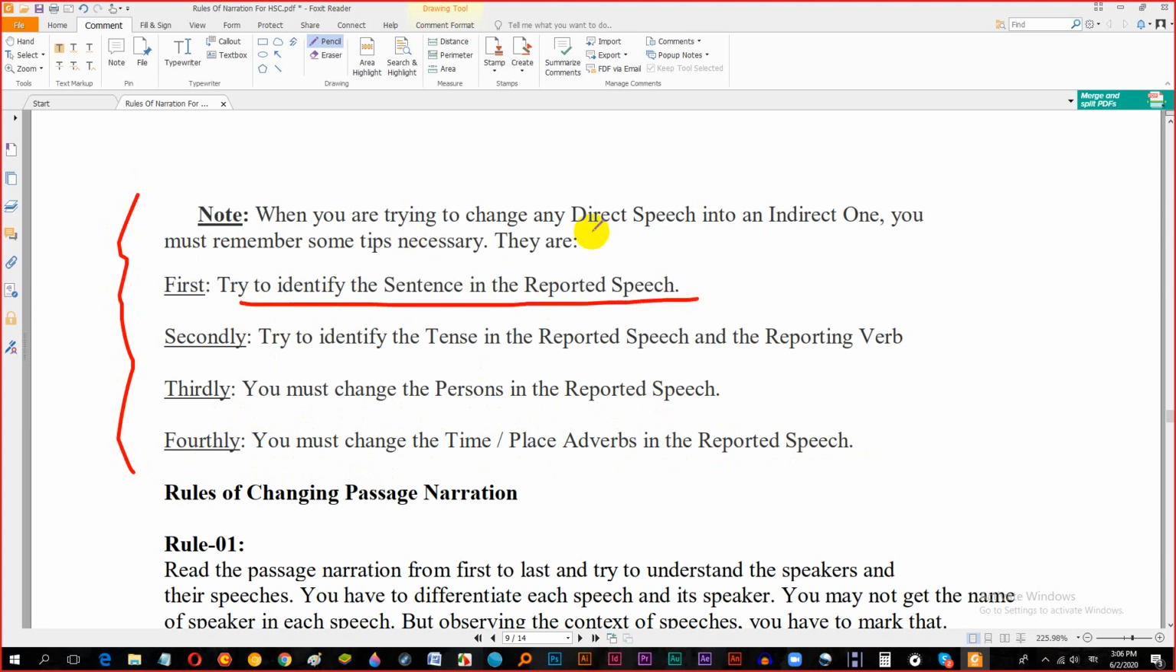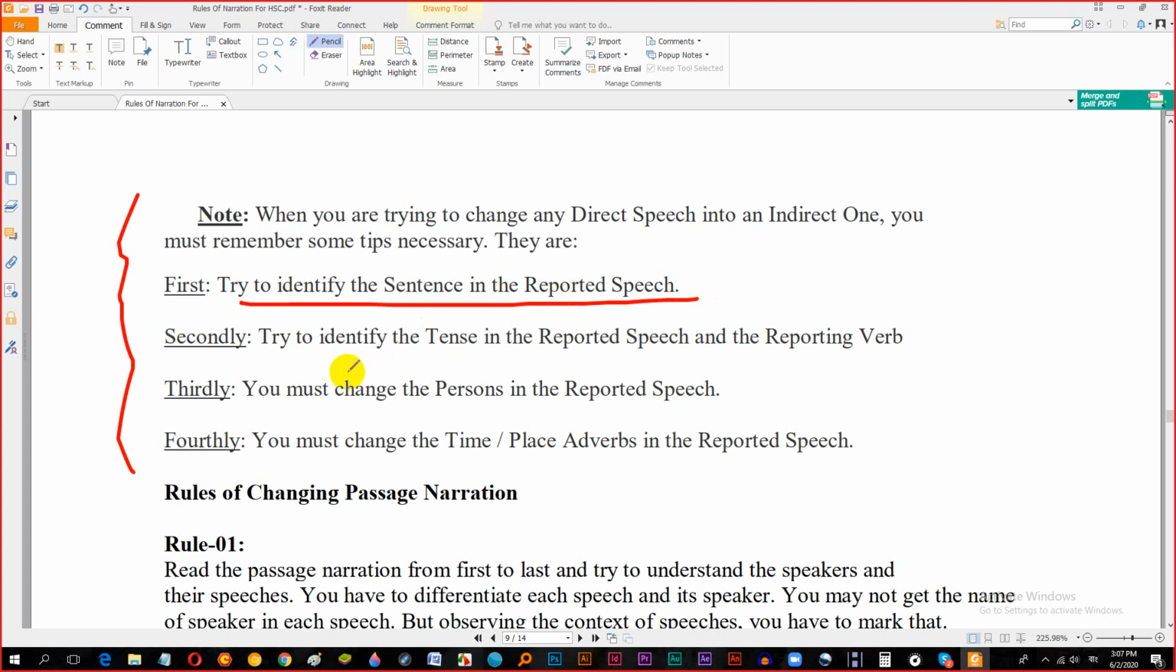So when you are trying to change any direct speech into indirect one, you must remember some tips. And there, try to identify the sentence in reported speech. Actually, at first you have to find out what type of sentence it is. Is it an assertive? Is it an interrogative? Is it an optative or imperative? They are saying about this.